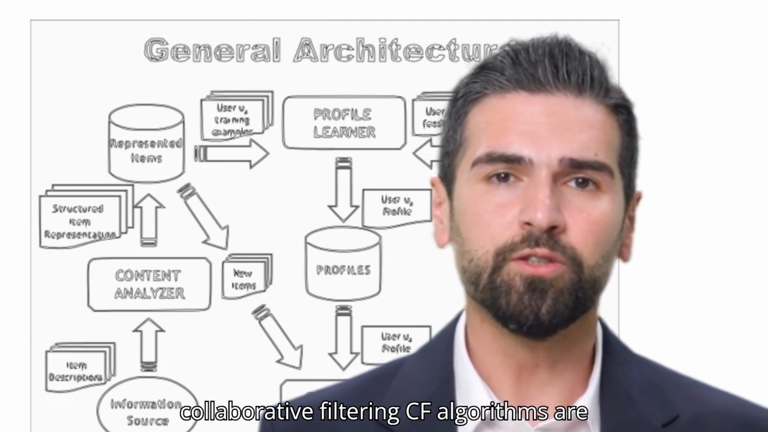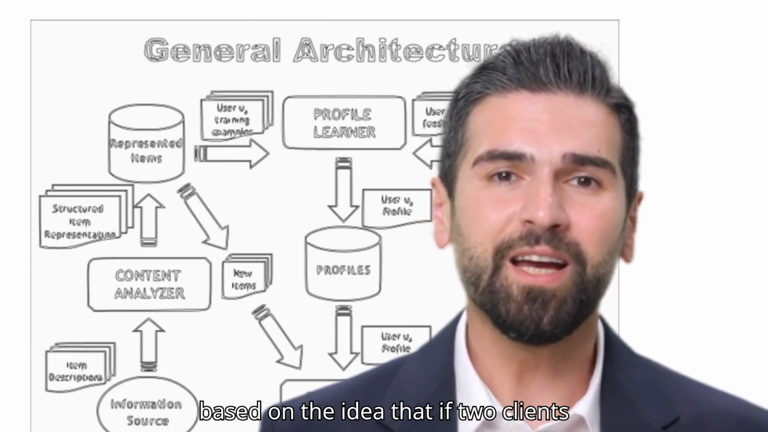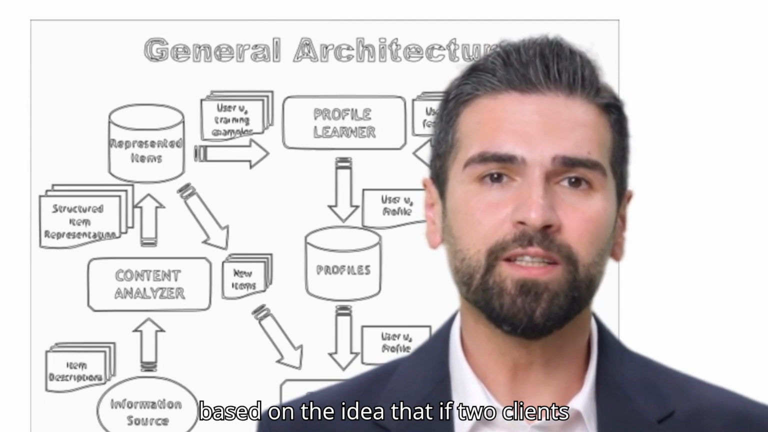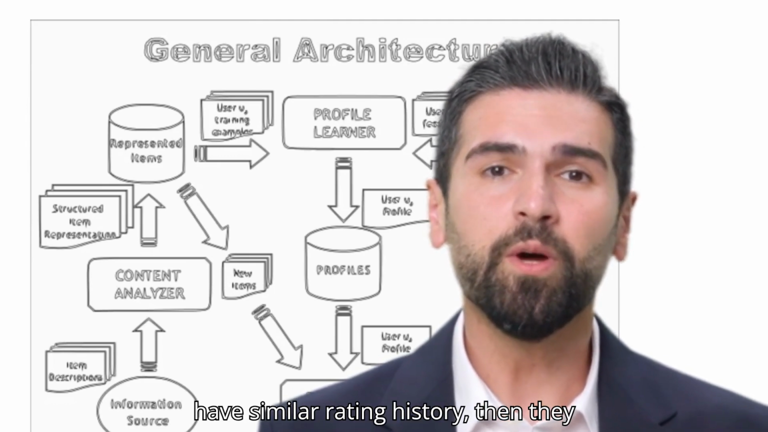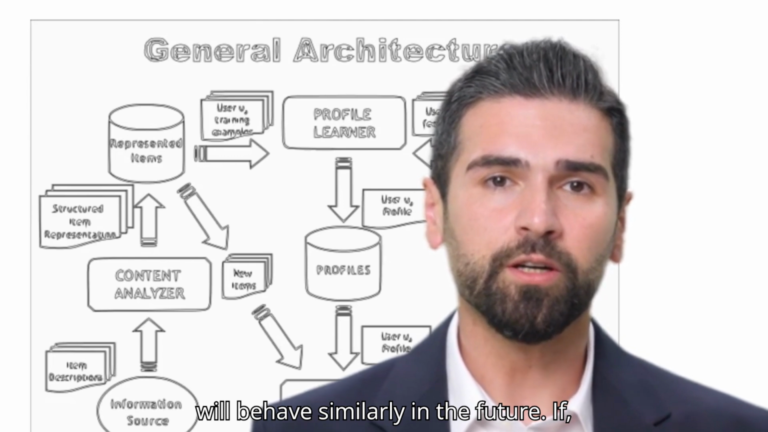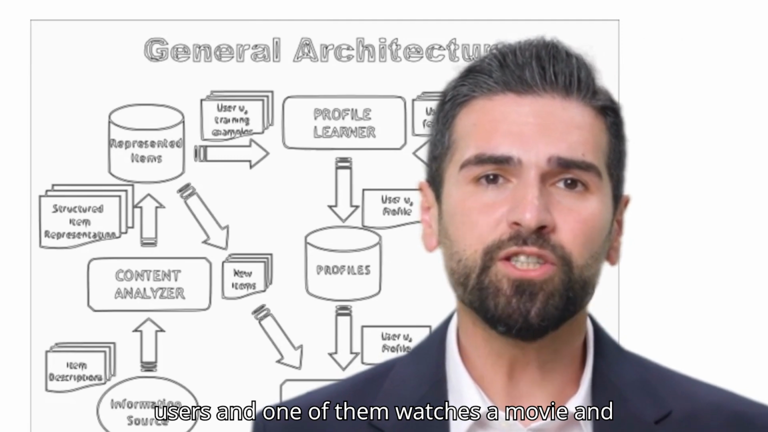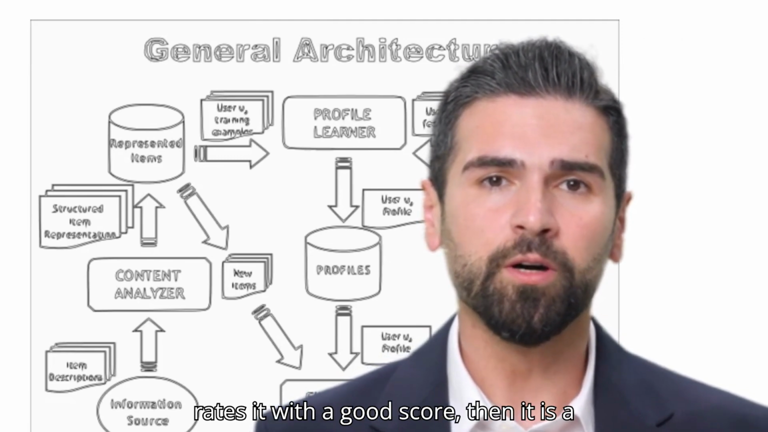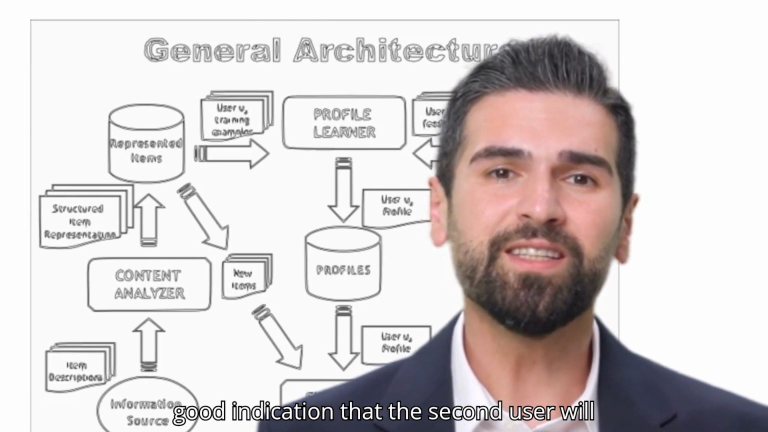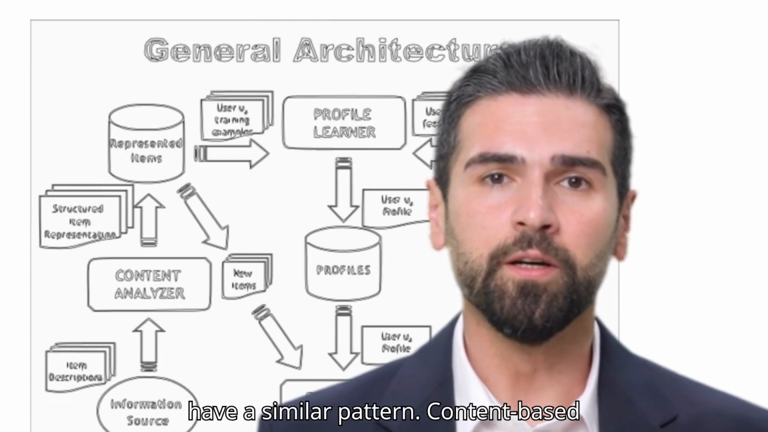Collaborative filtering (CF) algorithms are based on the idea that if 2 clients have similar rating history, then they will behave similarly in the future. If, for example, there are 2 very similar users and one of them watches a movie and rates it with a good score, then it is a good indication that the second user will have a similar pattern.